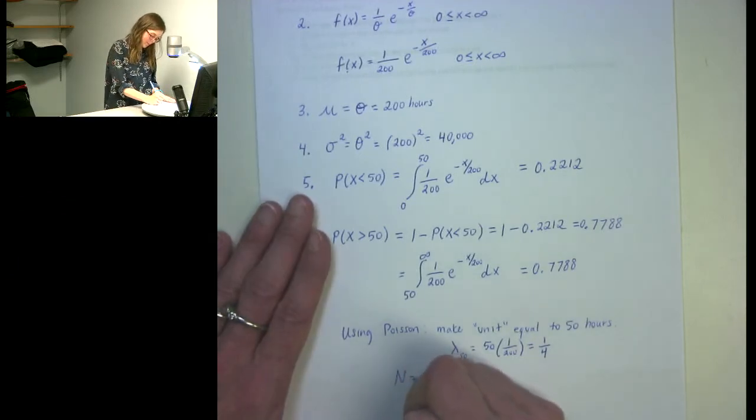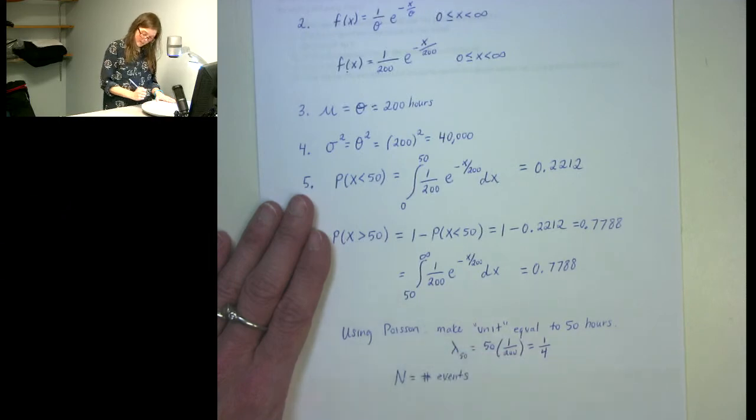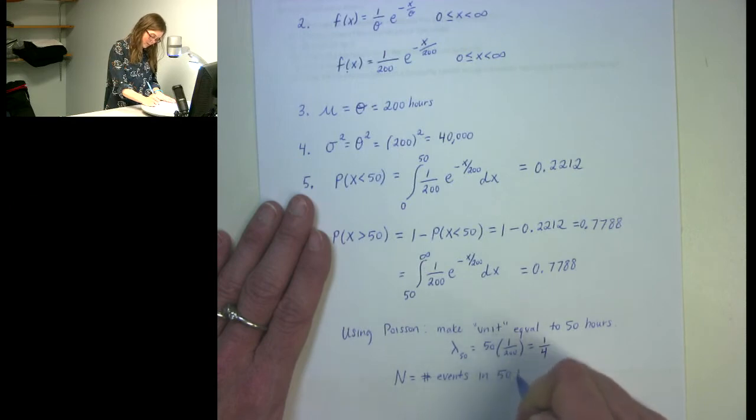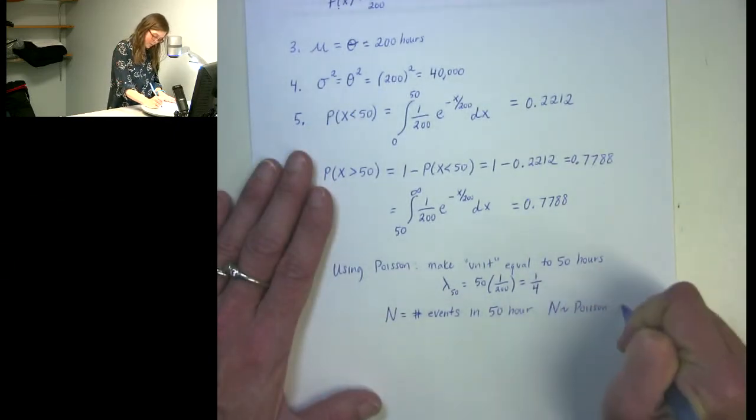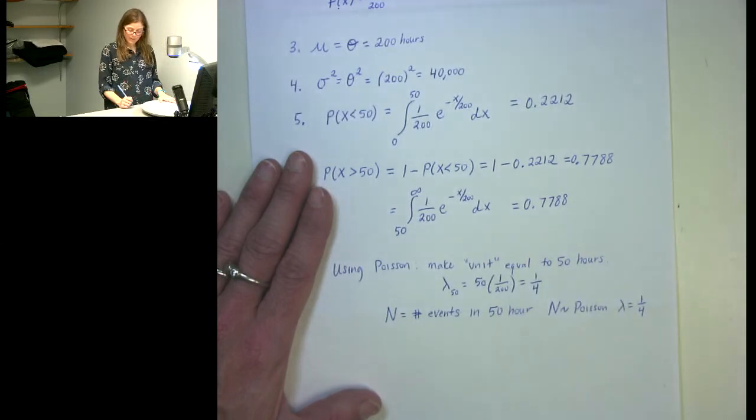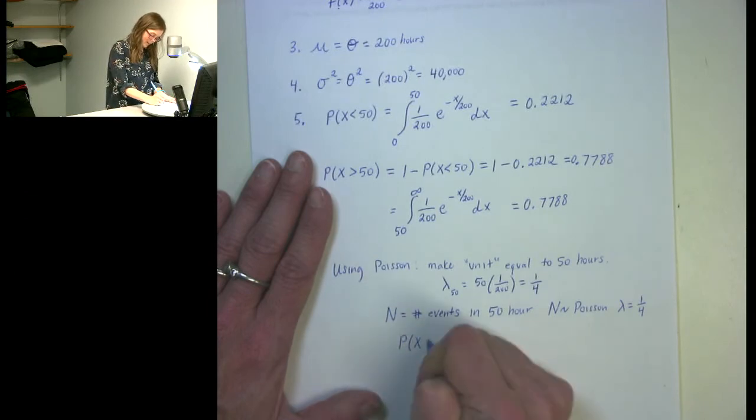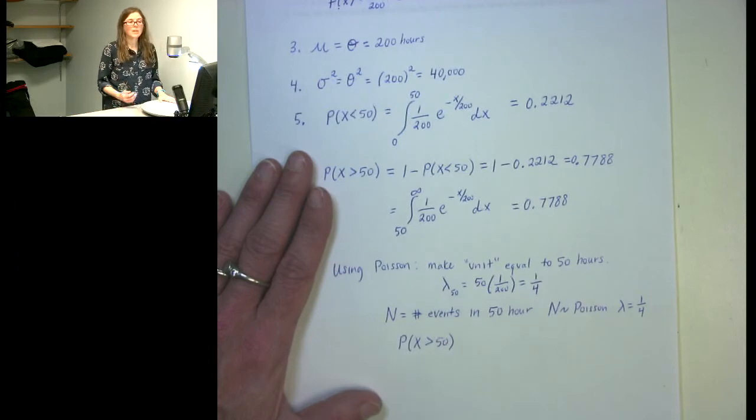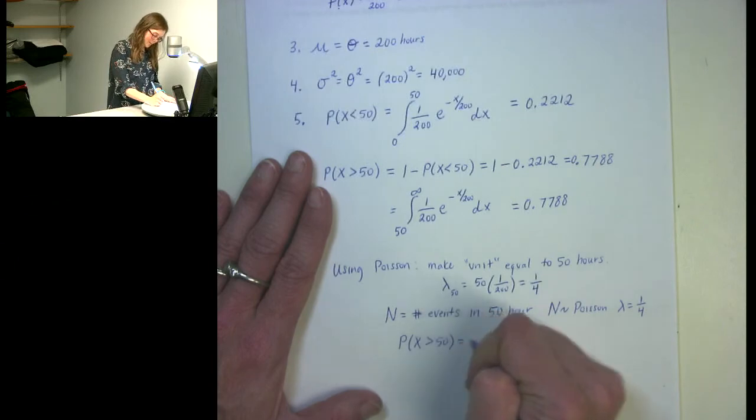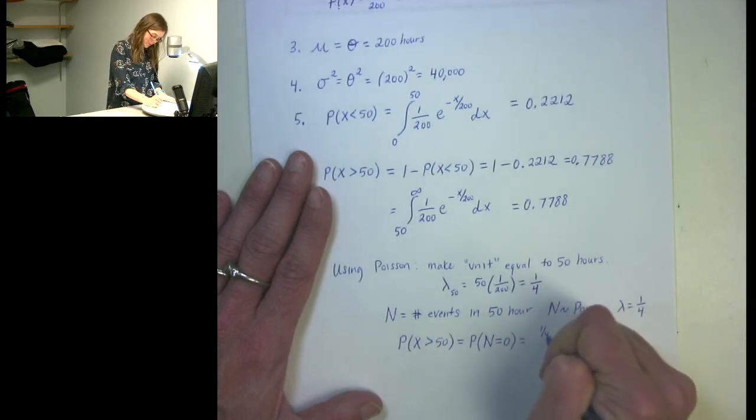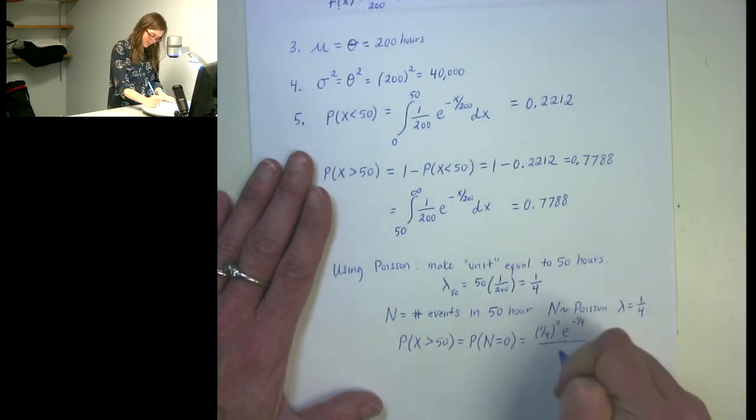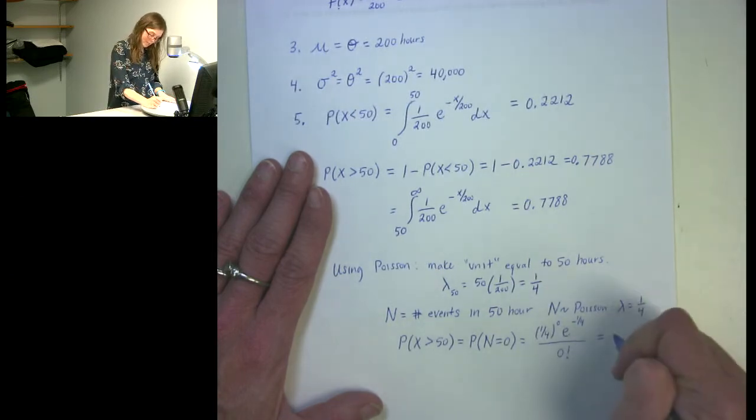And if I let n equal the number of events that occur in a 50-hour interval of time, then n would have a Poisson distribution with lambda equal to 1/4. And so if I wanted to find the probability that x is greater than 50, that would mean that no events had occurred in the first 50 hours. So that would be the same as the probability that my Poisson random variable, the number of events that occurred in 50 hours, is equal to 0, which I could find by taking my lambda, 1/4, to the 0, times e to the minus lambda over 0 factorial, which would give me the same answer.